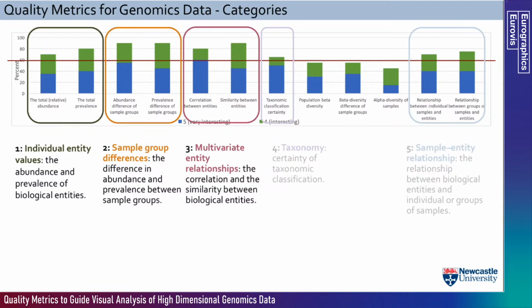So based on this, we chose to focus on the first 3 categories, and I will now show you some examples of how these can be used in visual analytics to select interesting subsets of biological entities for further investigation using the 2 different example datasets.